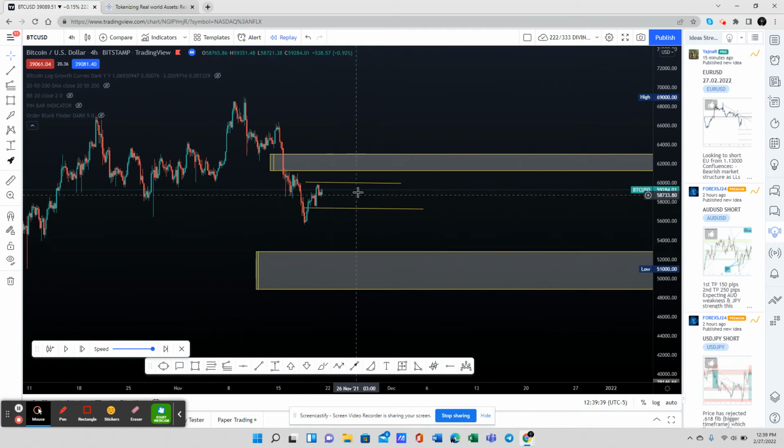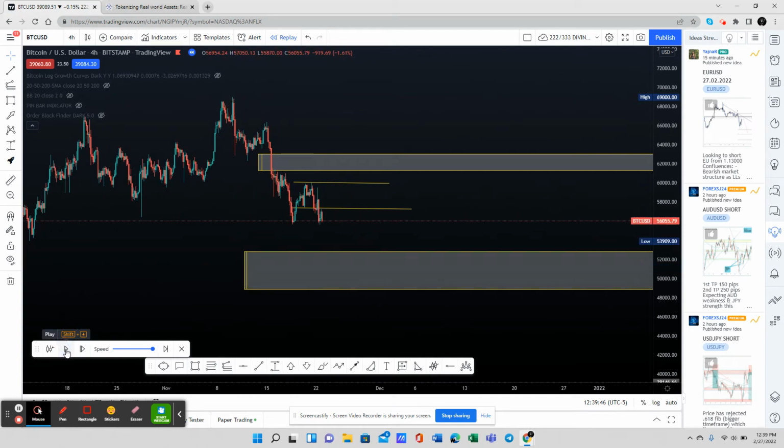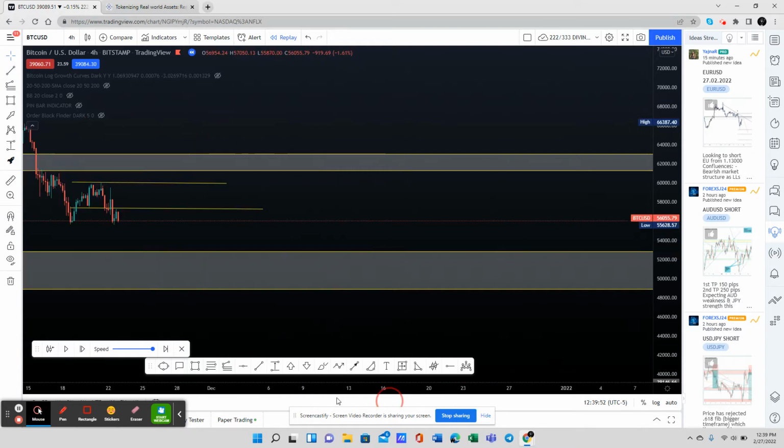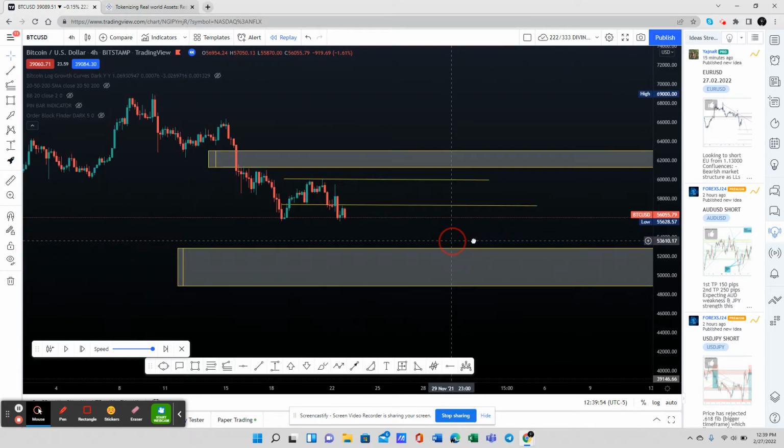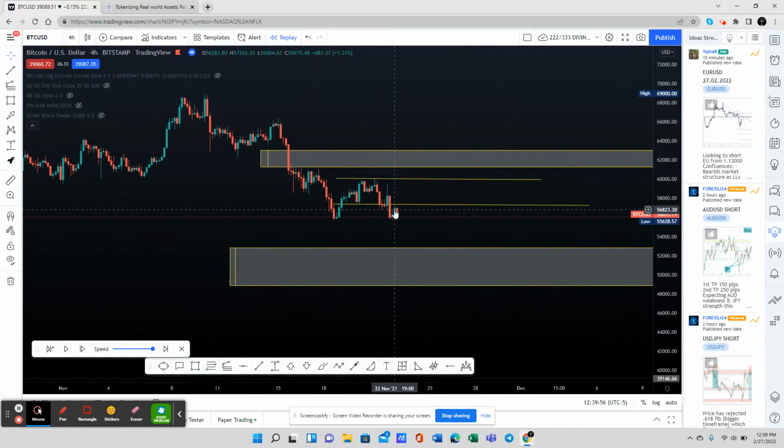All right, so let's see. Let's stick to our rules. We're not doing anything, so let's play. Okay, so we broke, right? But we didn't get a full candle to close below. Eventually we had two candles that closed below here.